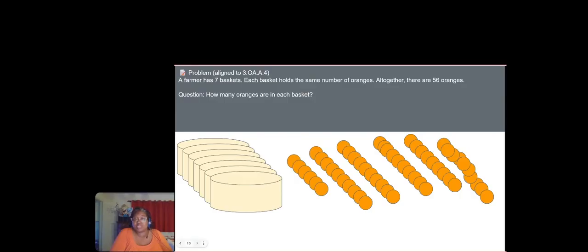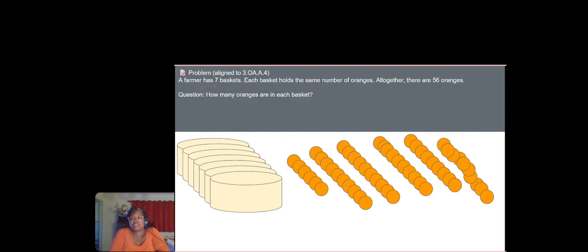So let's break down what's happening in this word problem, because that is sometimes the hardest part with solving a word problem, figuring out what information you need, what information is just extra information, and what operation is needed to solve the problem. So let's see if we can figure out all of this together.